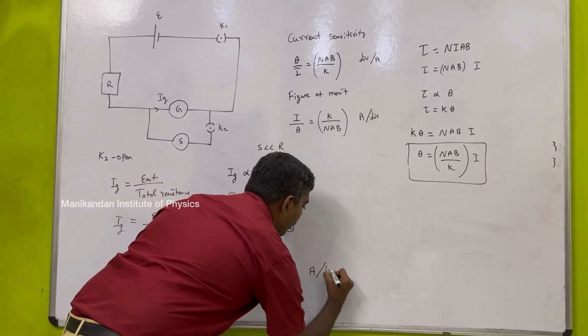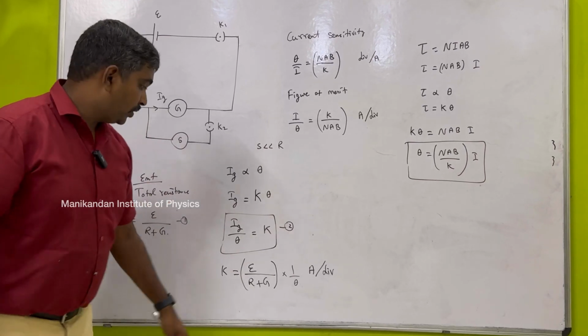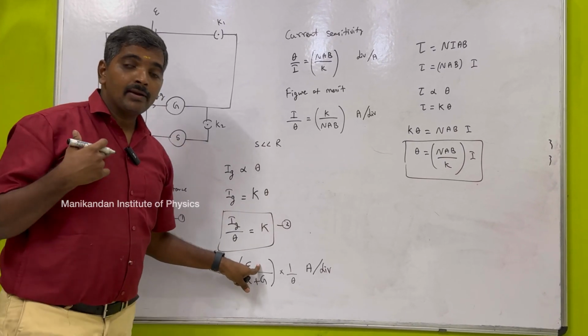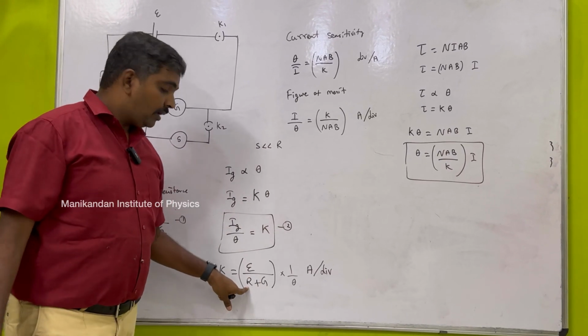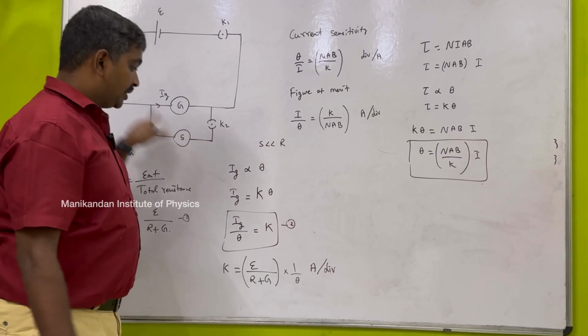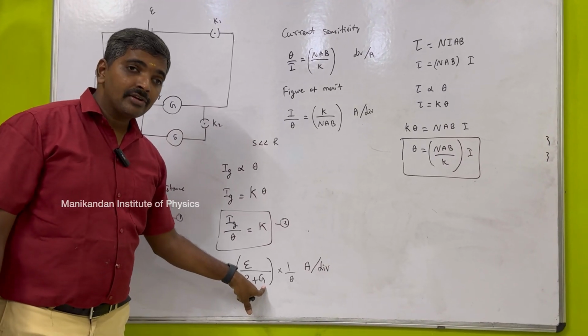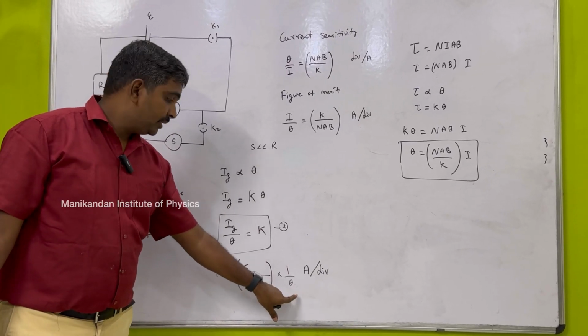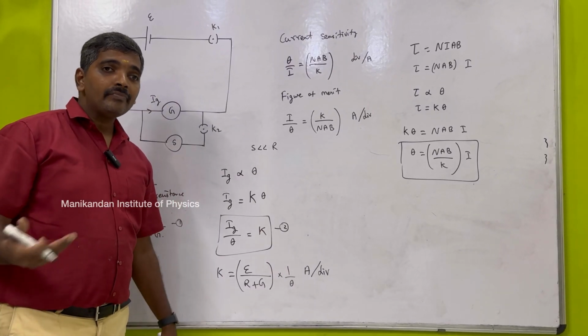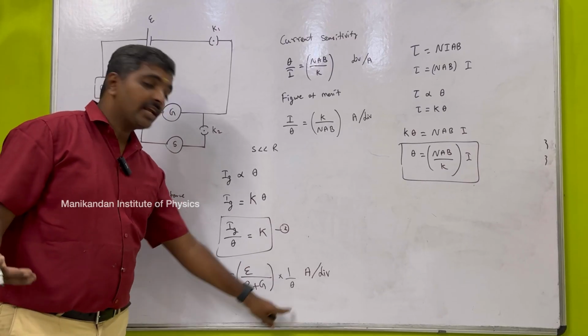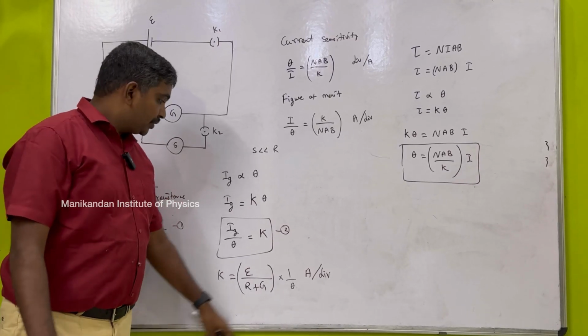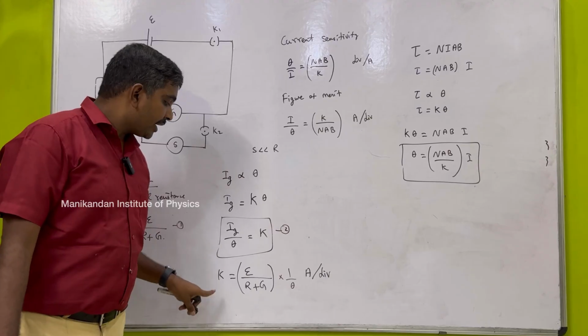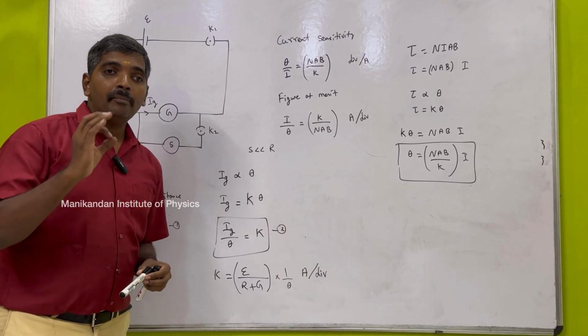The SI unit of figure of merit is ampere per division. E is the applied EMF, R is the series resistance, G is the galvanometer resistance I am going to calculate. So what is 1 by theta? Theta is the deflection we are getting from the observation. So if I know everything on the right hand side, I can calculate the figure of merit.